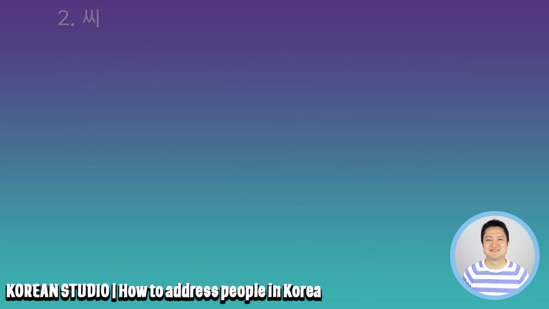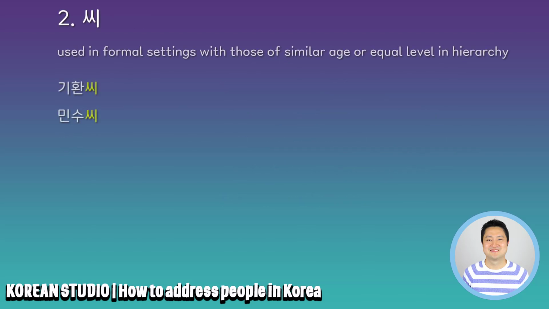Okay, next up we have 씨. 씨 is used at the end of names to address people in formal settings, but only those of similar age or rank. And this is the important thing to remember, as you should never use 씨 to address people if the other person has seniority. The most common setting where we use 씨 is at workplace, and it's most commonly used among entry-level staff who are yet to be given a job title.